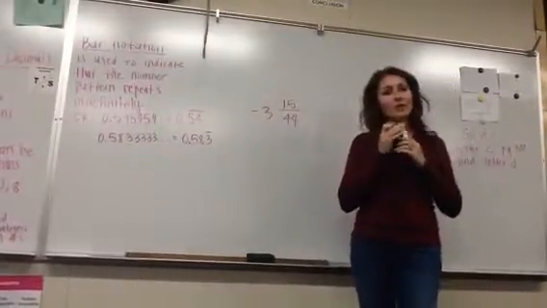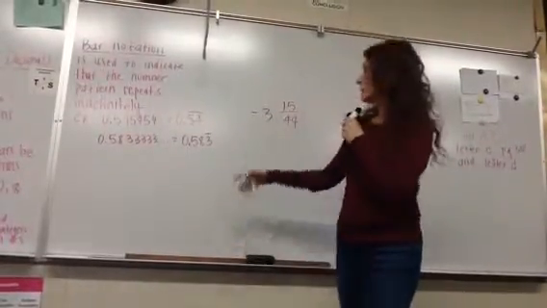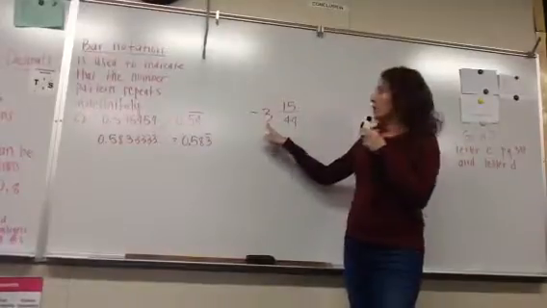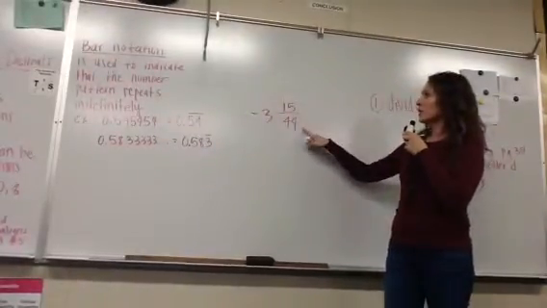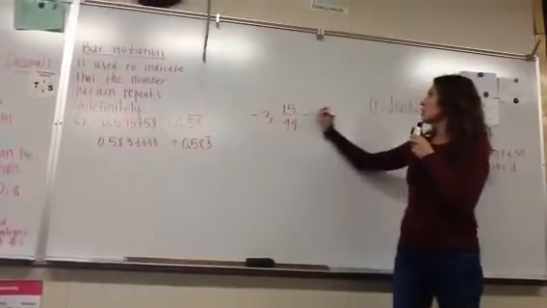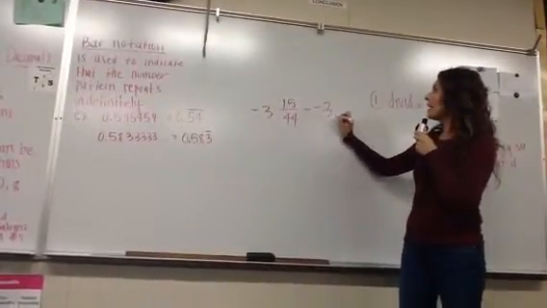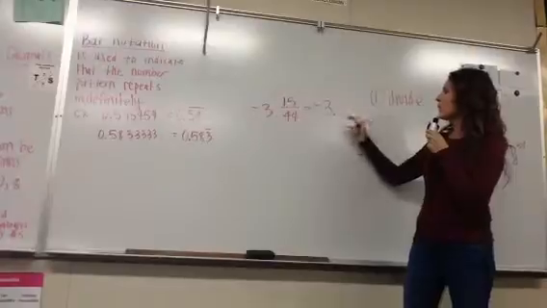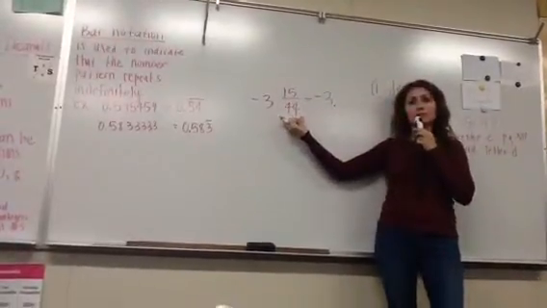Hi guys, so the second part of this is, let's say you have a mixed number. So here you have negative 3 and 15/44. Right off the bat, this is the whole number. I can go ahead and just write this down and add the decimal. This part is the fraction part.